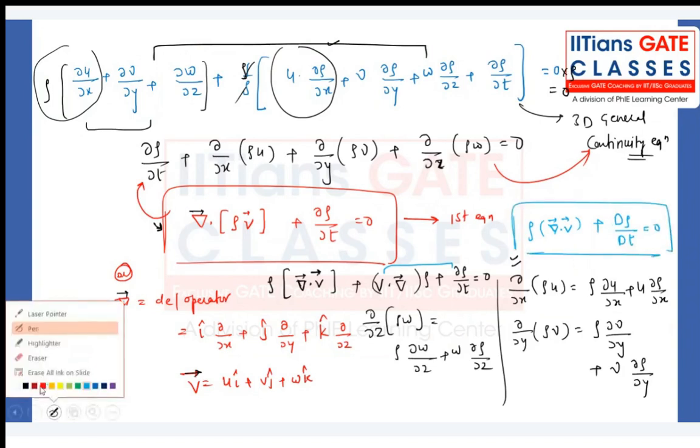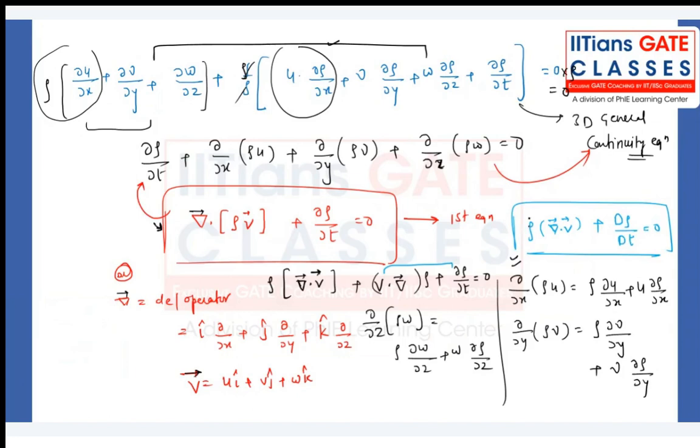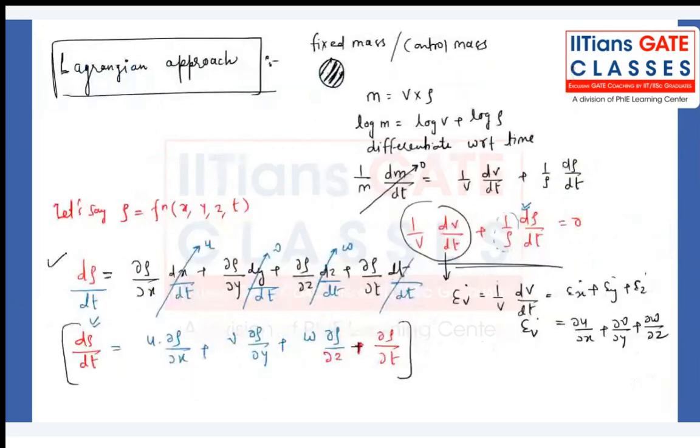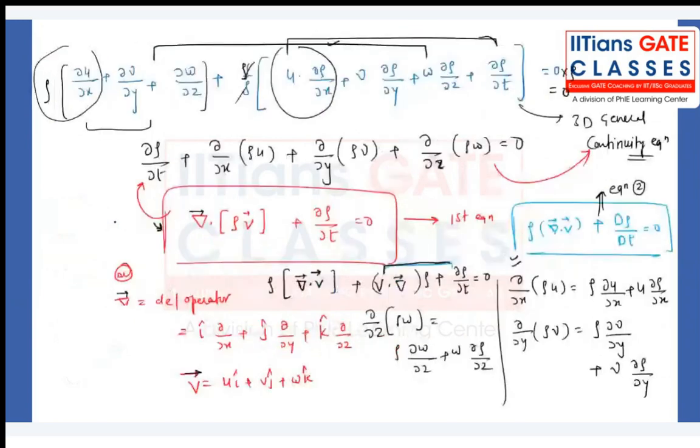Make a note of it. This is nothing but rho coming outside the derivative term. That is the non-conservative form of the equations, equation number 2. Both are the same equation, no need to worry about that. These two terms together will be d rho by dt, because from where this whole term is coming, you see, from here only. Getting my point? So make a note of it.